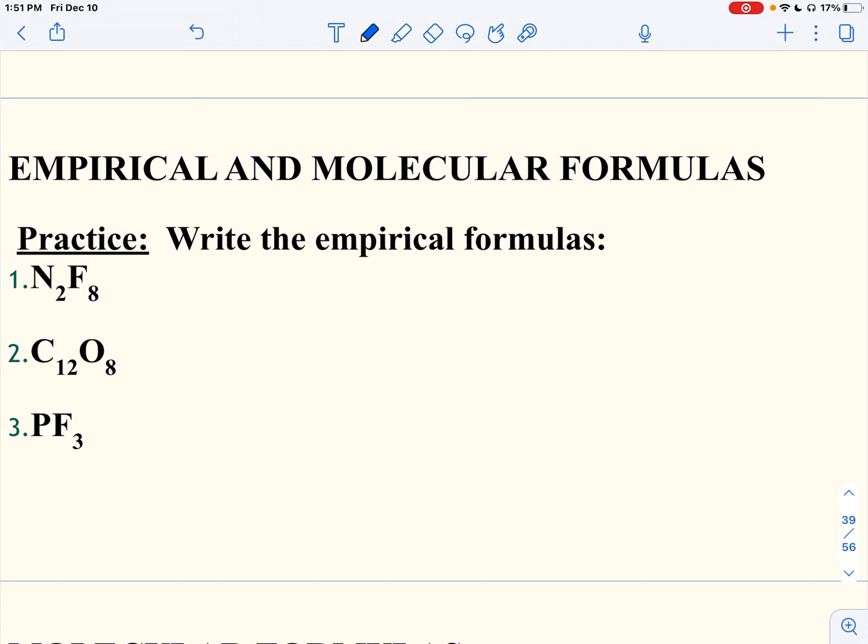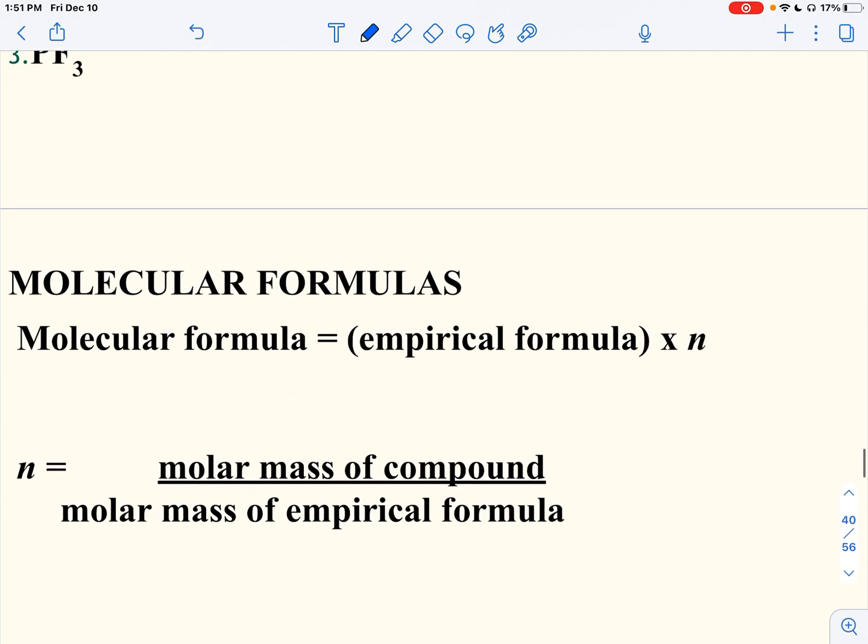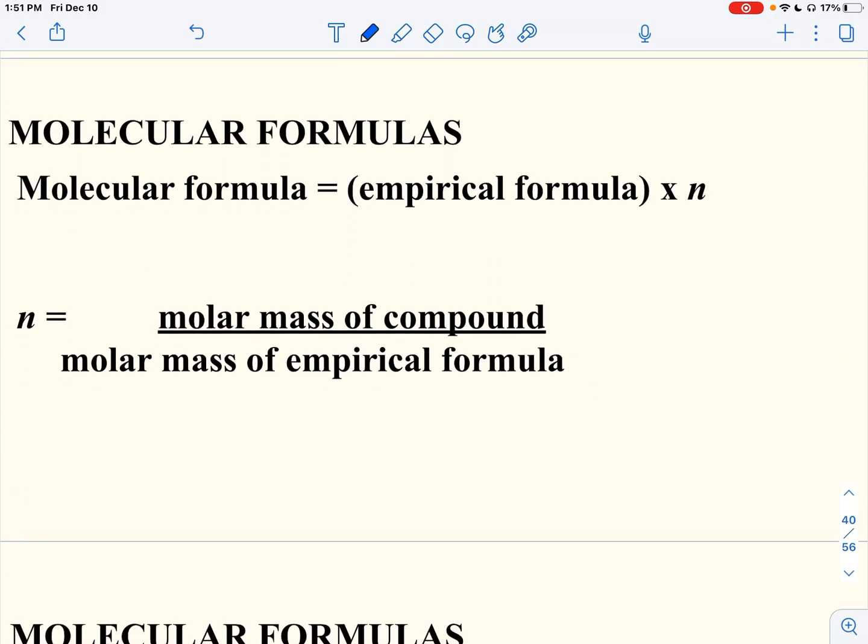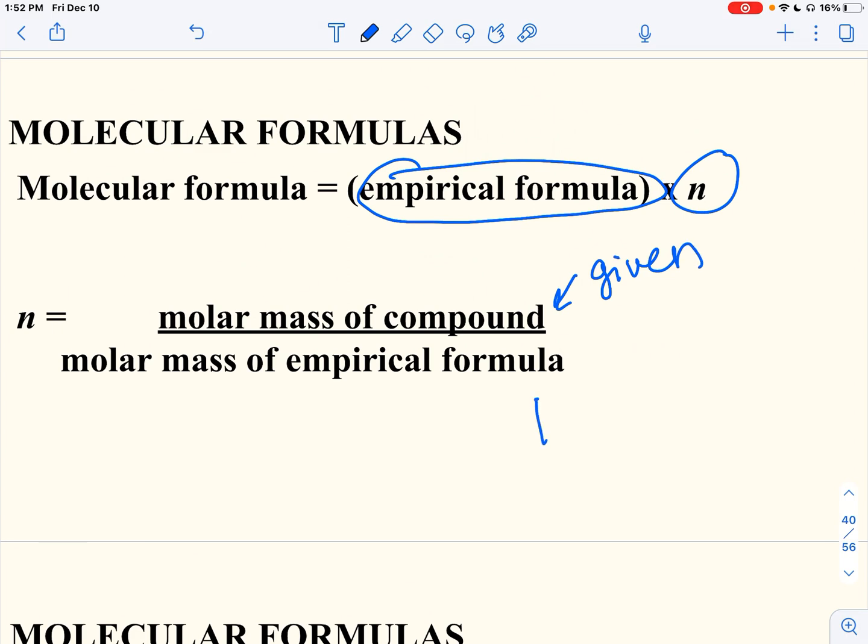So we'll do this practice tomorrow in class because it's just simplifying. What I want to get to is molecular formulas. If you're given the empirical formula, how do you find what the molecular formula is? So you're going to use this thing called N, and then multiply the empirical formula by our N. To find the N, you take the molar mass of the whole compound, which will be given to you, and the molar mass of the empirical formula, which you will calculate.